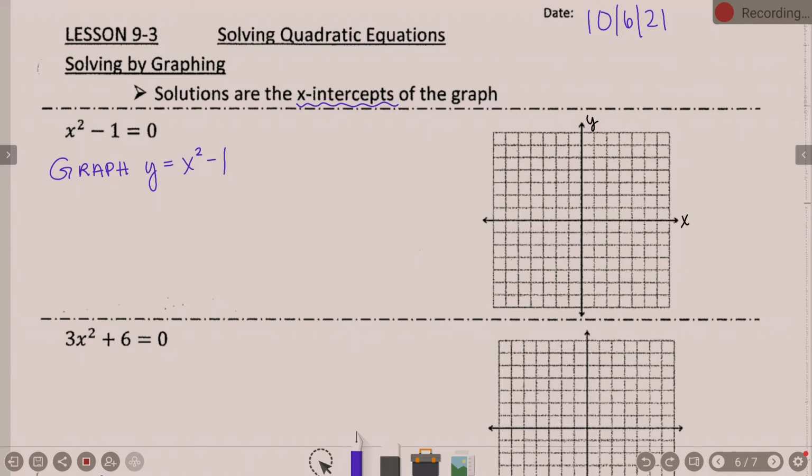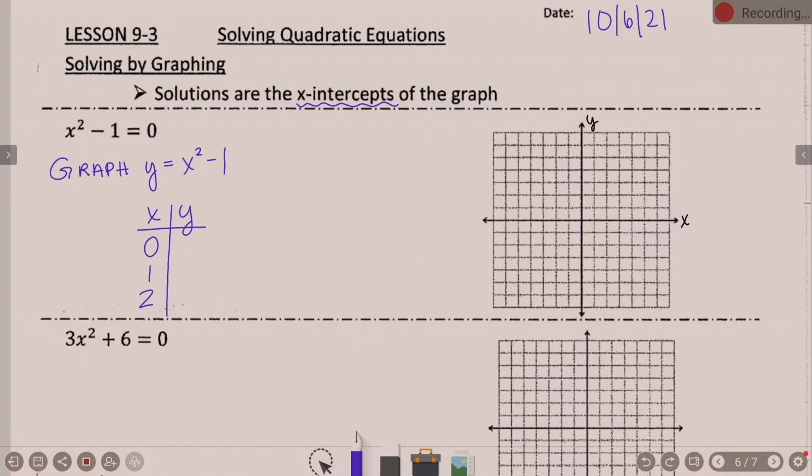If you go back to lesson 9.1, you remember how we graphed in lesson 9.1? We just used an xy chart. What are good numbers to use on an xy chart? 0, 1, 2. 0 is wonderful, always. This will give us half of the parabola, and then we will reflect for the other half.